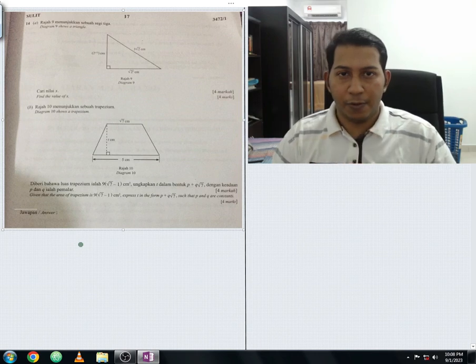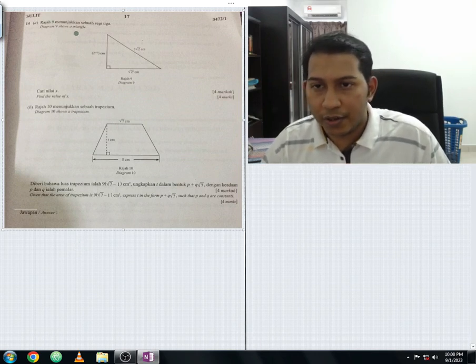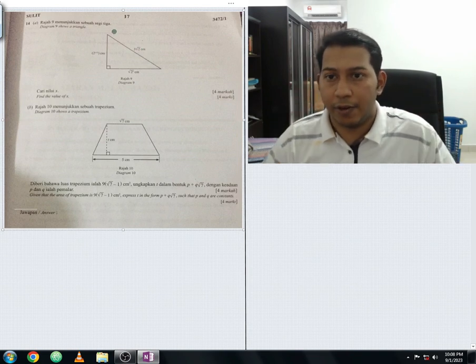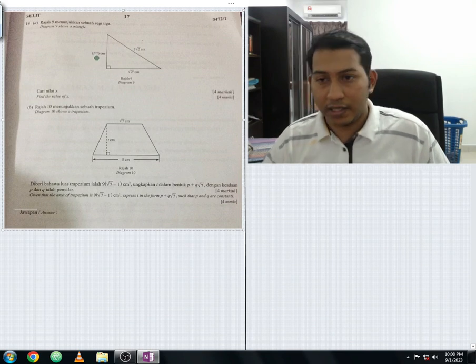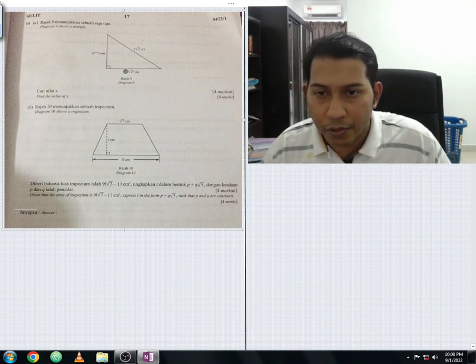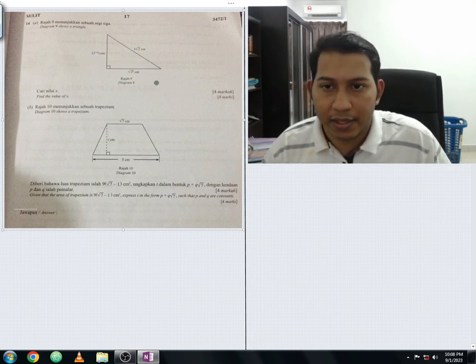Let me read the question now. Diagram 9 shows a triangle. As you can see here, this is not an ordinary triangle, it is a right angle triangle. The height is 2 to the power of x plus 1, the base is square root 2 to the power of x, and the hypotenuse is 3 times square root 2.